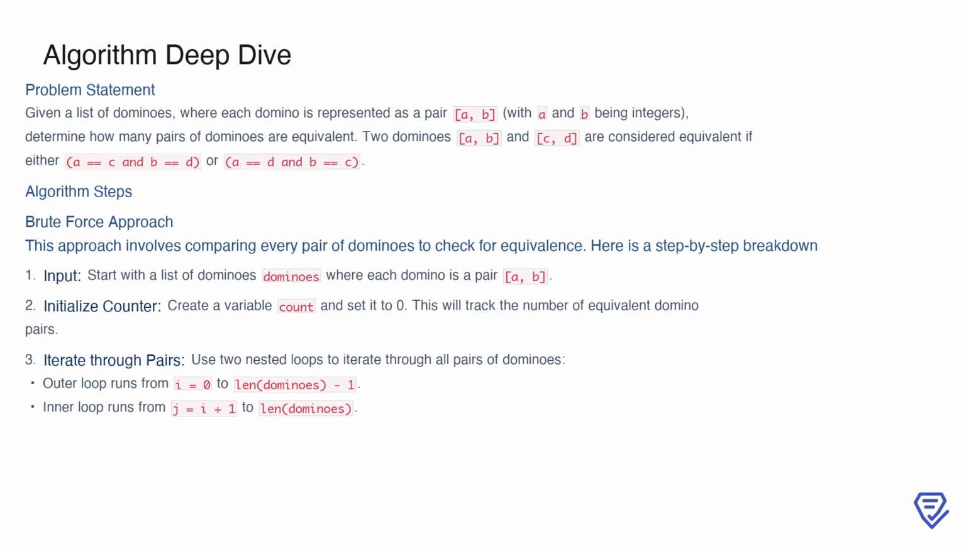To solve this, the brute force approach involves systematically comparing every pair of dominoes for equivalence. First, we start with the input list of dominoes and initialize a counter variable to keep track of the number of equivalent pairs. Then, we use two nested loops, an outer loop that iterates through each domino and an inner loop that compares it with every subsequent domino in the list. This ensures that we check all possible pairs without double counting. The goal is to identify which pairs satisfy the equivalence conditions and update the counter accordingly.